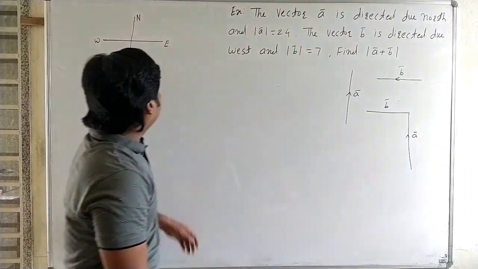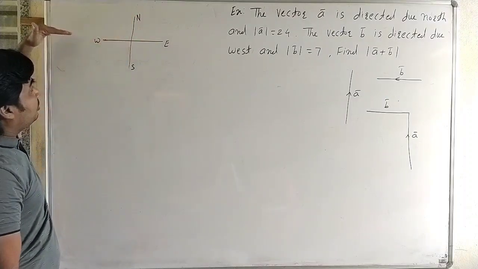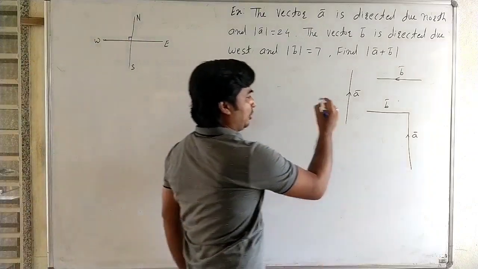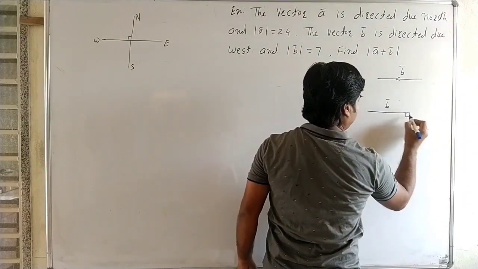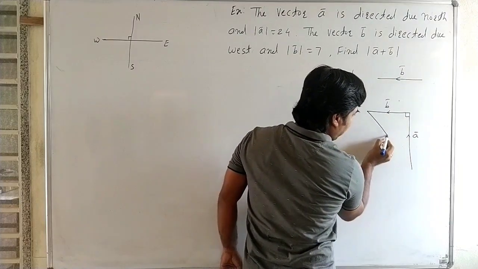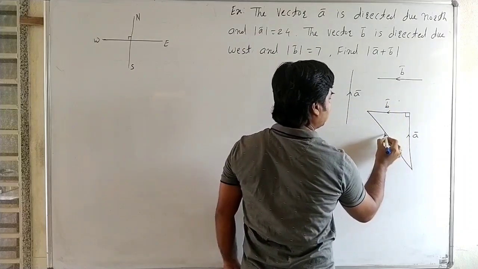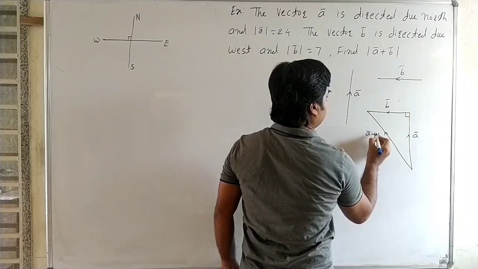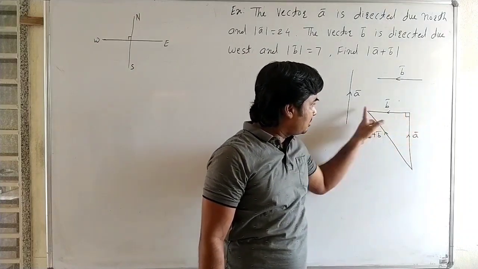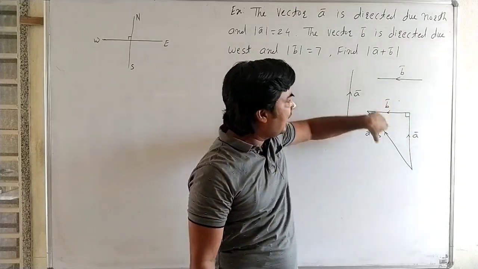Now we know the direction of A bar is north and the direction of B bar is west. Therefore the vectors A bar and B bar are perpendicular. Now we find the addition of these two vectors, A bar plus B bar, by triangular addition.